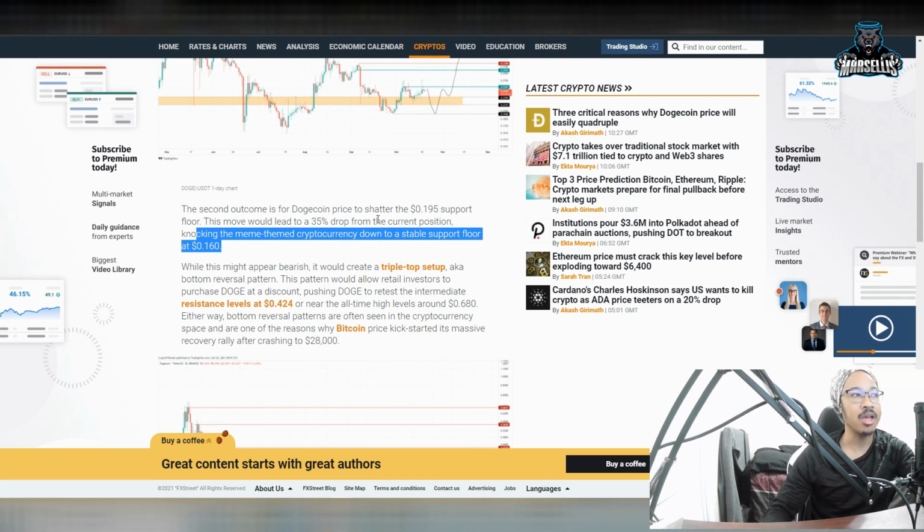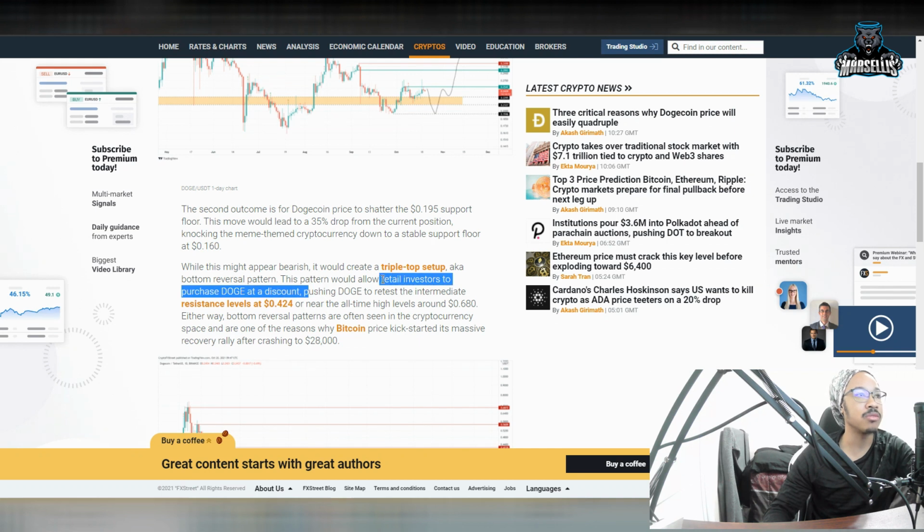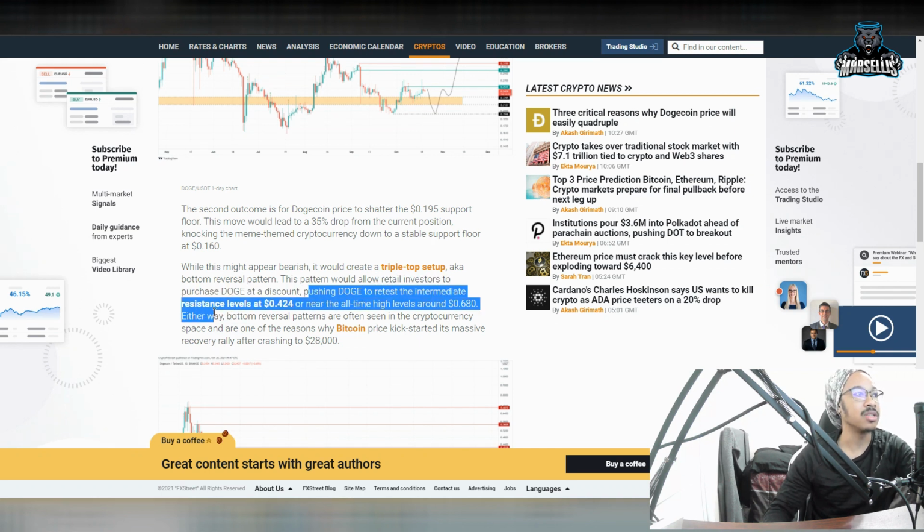This is what I love seeing. I love seeing people buy the dip. This is literally what it's about here. And when people buy the dip, that's what really builds that momentum up to lead us to our resistance levels. Like they're saying right here, if this happens, it's going to allow retail investors to buy Doge at a discount, pushing Doge to retest the intermediate resistance levels at 42 cents or near an all-time high around 68 cents.